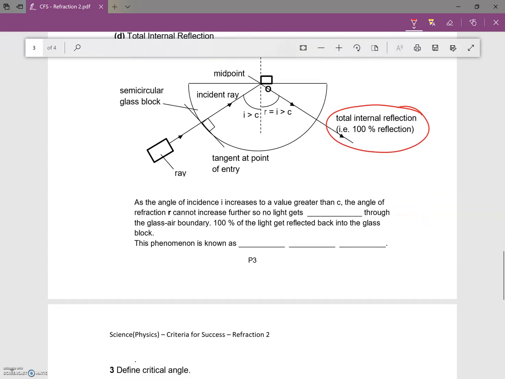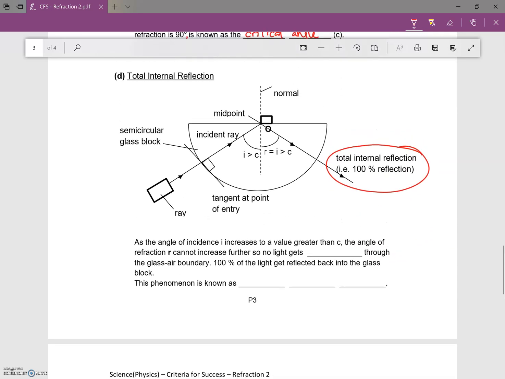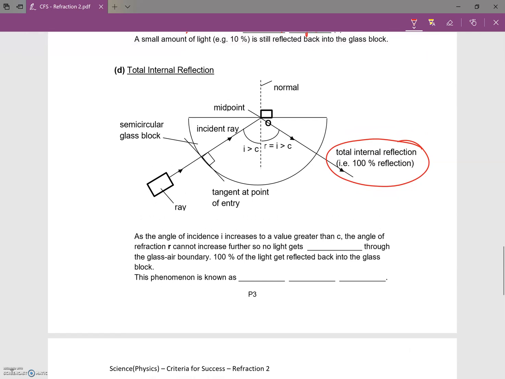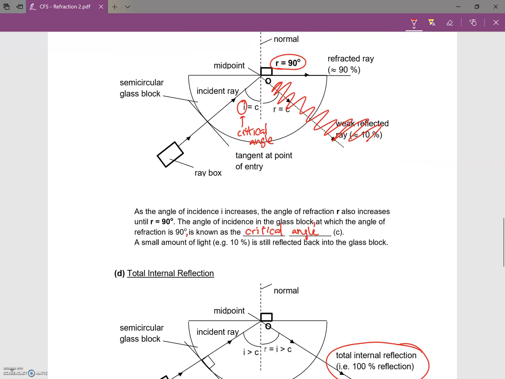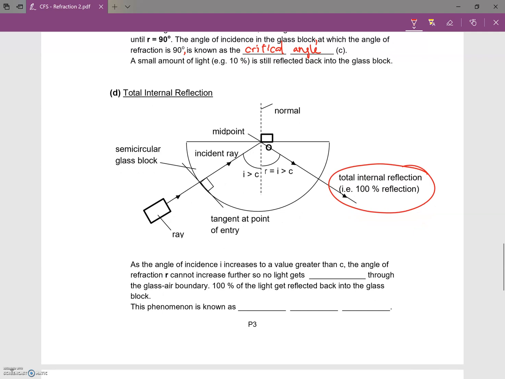So let's do a bit of understanding of the diagram here. So the ray box has been shifted in such a way that this angle of incidence is now greater than the critical angle. So maybe previously it was like 40 degrees. Now maybe I increase it to 41 or 42 or maybe 43 or maybe 50 or 60. Doesn't really matter. As long as it's bigger than the critical angle that we have measured previously. So if it is greater than the critical angle, this idea called total internal reflection occurs.